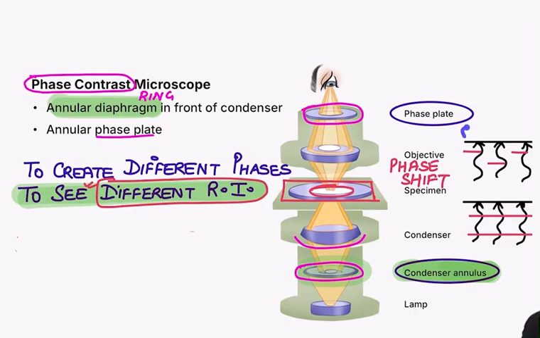And now when this kind of light passes through the phase plate, your phase plate is going to change the intensity, and then what it will show you is going to be different intensities of the light, and that is known as phase contrast microscope.